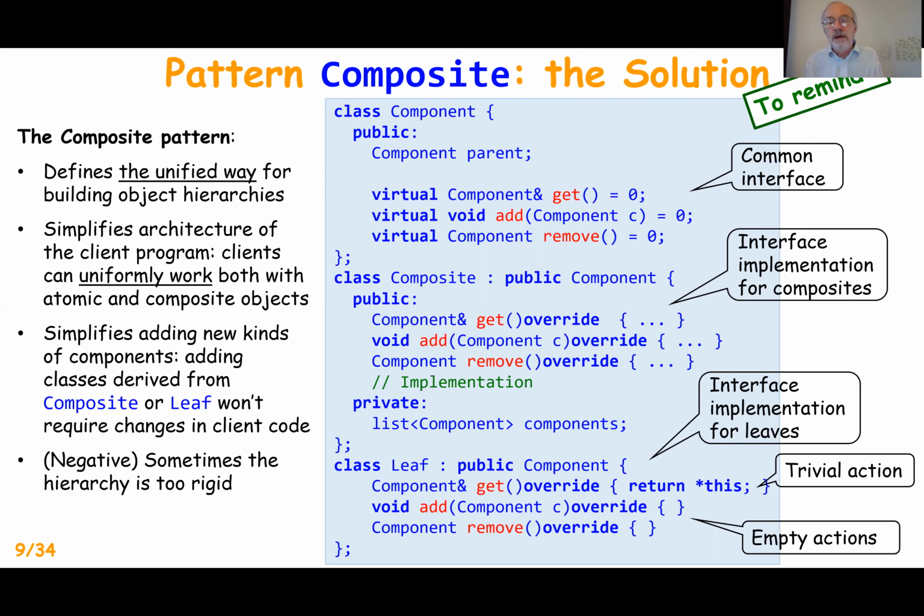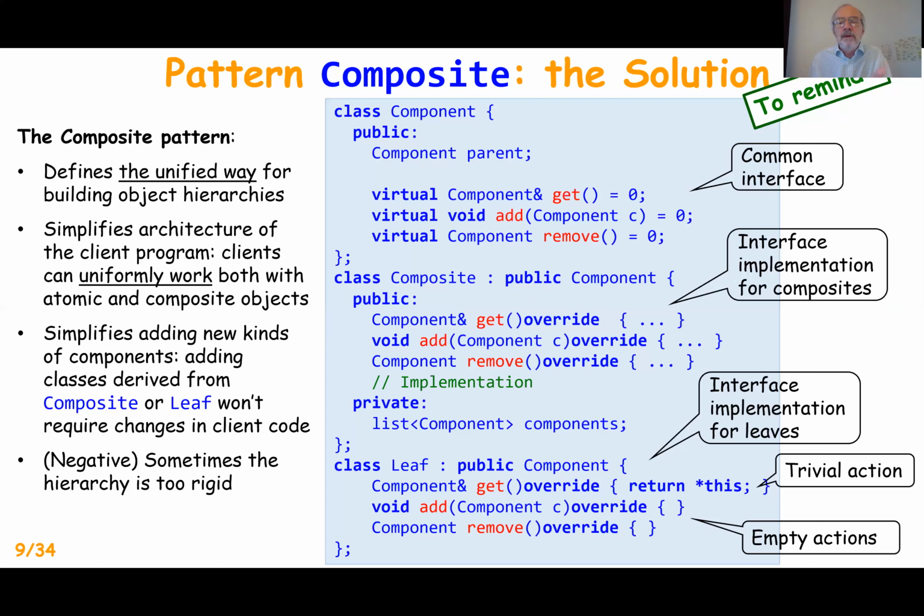They actually do nothing, just because we cannot add a new object to the leaf, as well as we cannot remove an object because there are no objects. For the same interface, the implementation in composite is, of course, more complicated, and it is based on the internal representation of a composite object.